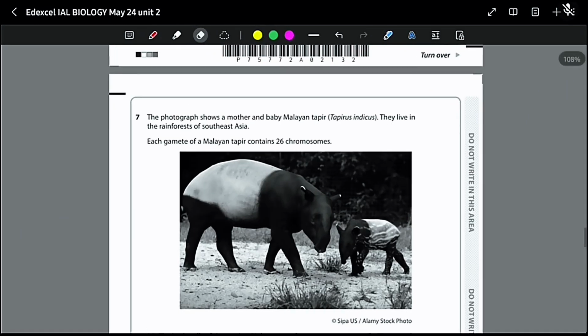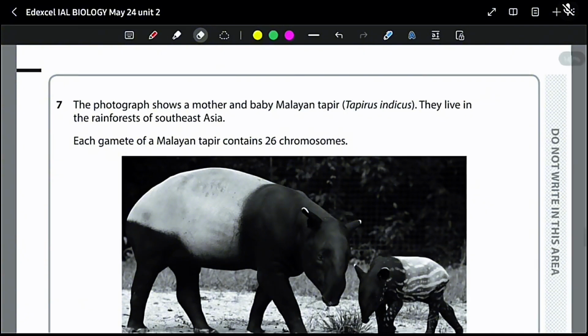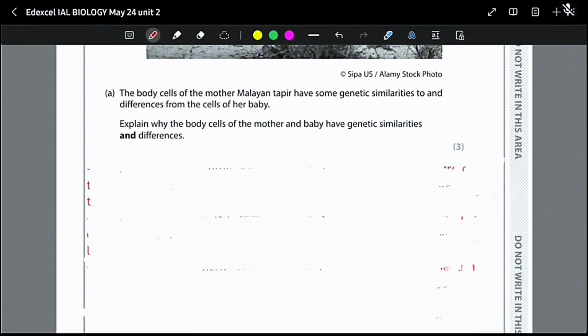Question 7. The photograph shows a mother and baby Malayan tapir. Tapirus indicus is the scientific name. They live in the rainforest of Southeast Asia. Each gamete of a Malayan tapir contains 26 chromosomes. The body cells of the mother Malayan tapir have some genetic similarities to and differences from the cells of her baby. Explain why the body cells of the mother and baby have genetic similarities and differences.